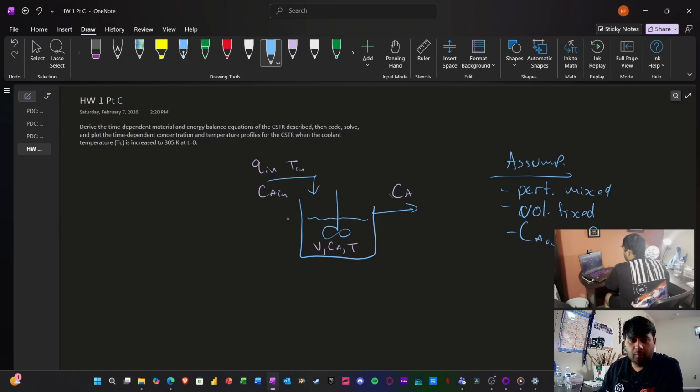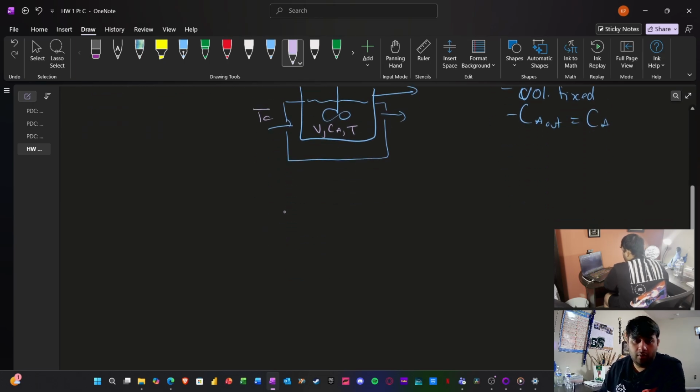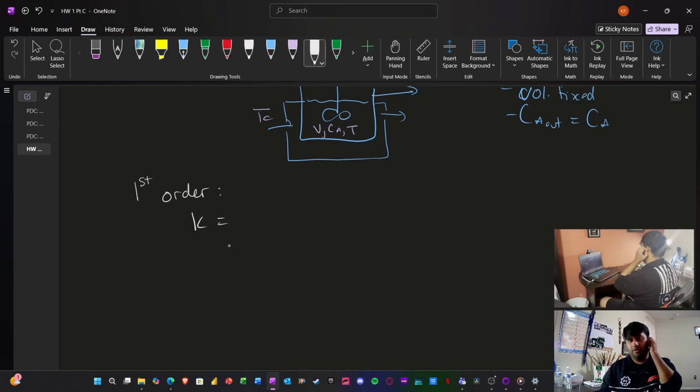And in this problem, we know that we have a jacketed system. So this means we're running cooling water in this jacket to cool down the tank, and we're going to have that as Tc. We're going to see how that pans out. And what we know is this is a first order reaction. So let's set what our reaction rate is going to look like.